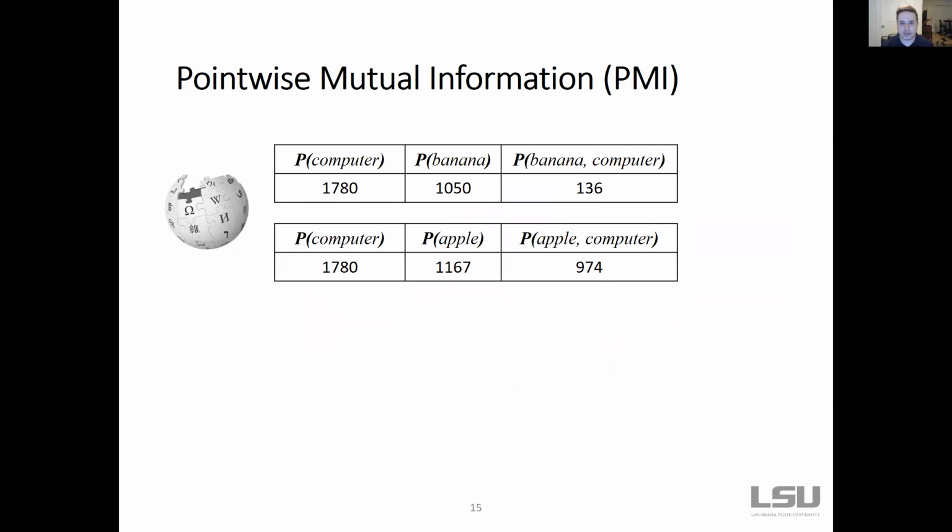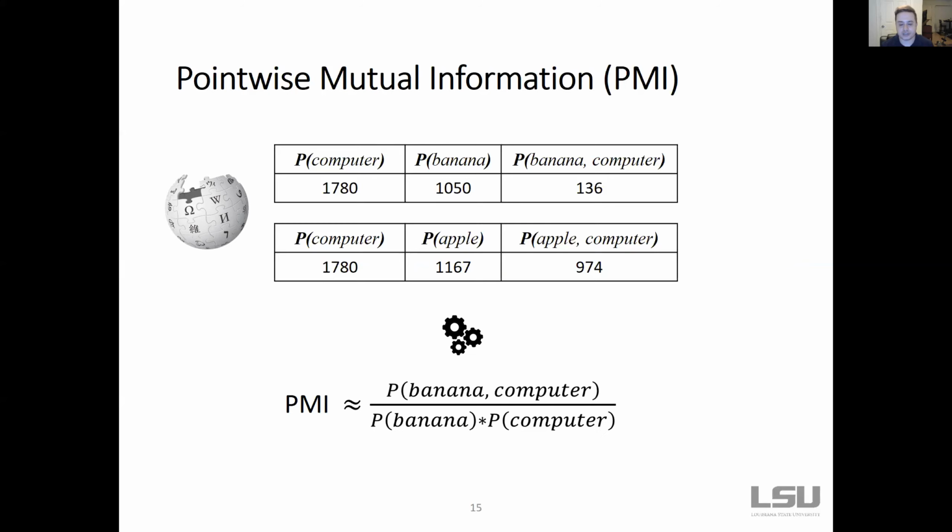For example, if I want to estimate the distance between computer and banana, and computer and apple, I can find any text corpus. Let's assume Wikipedia. I find the number of documents, or Wikipedia articles, that contain the word computer. I find the number of articles that contain the word banana. Then I find the number of articles that contain both words together. The same thing for apple and computer. And then I plug them into this simple equation right here.